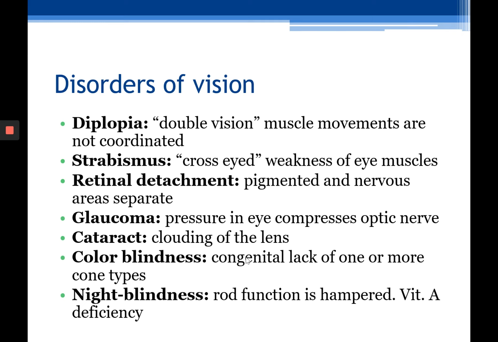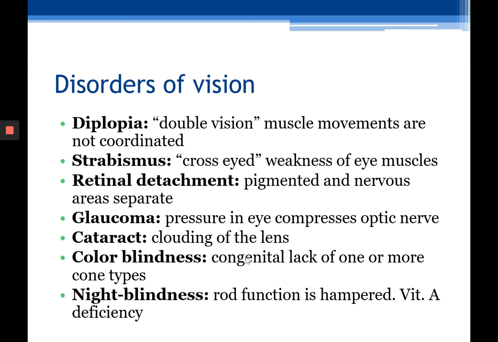Some disorders of vision include diplopia, strabismus, retinal detachment, glaucoma, cataracts, color blindness, and night blindness. Now, double vision is also called diplopia, and that's when muscle movements are not coordinated, those extrinsic muscles of the eye, for some reason not able to coordinate like they're supposed to. Strabismus is another name for someone being cross-eyed. That's generally weakness of eye muscles. It occurs usually in one of the eyes, but it can occur in both.